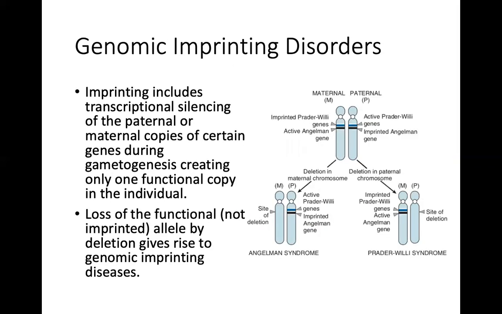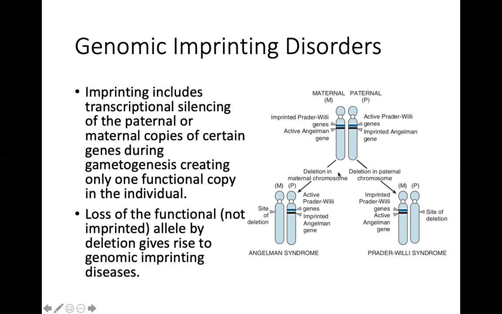Right? Next is your genomic imprinting disorder. Imprinting includes transcriptional silencing of the paternal or maternal copies of certain genes during gametogenesis, creating only one functional copy in the individual. So loss of functional allele or not imprinted by deletion gives rise to genomic imprinting diseases. So for example, we have the maternal gene from the mother, paternal gene from the father. So during gametogenesis, all right?